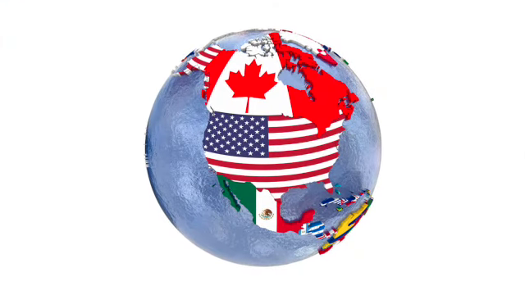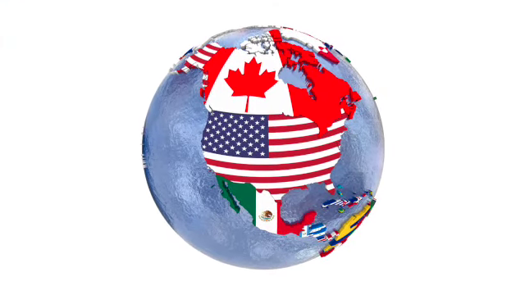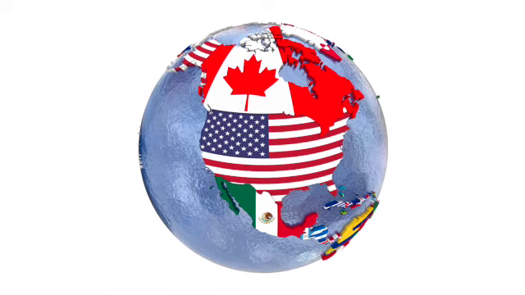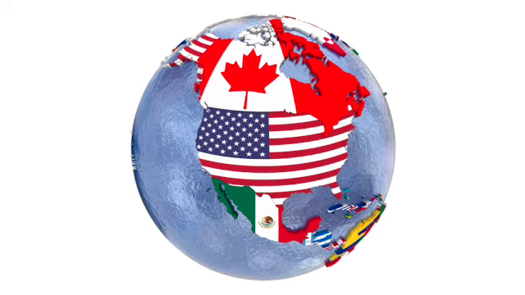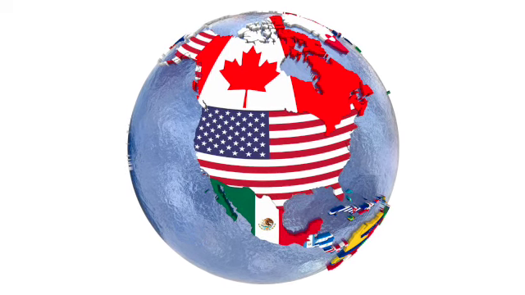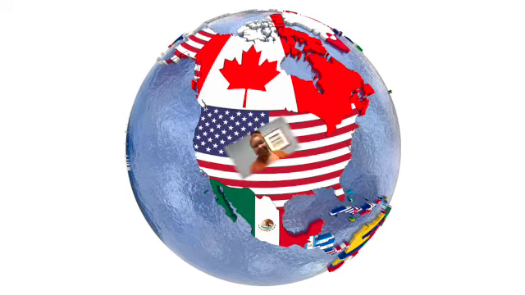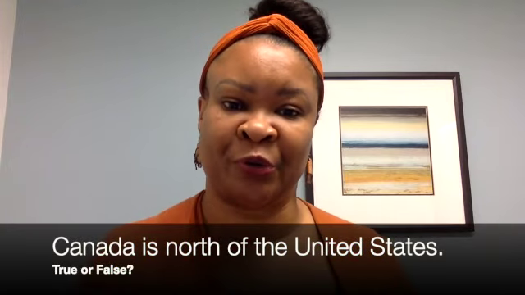Today, we're going to be doing true-false questions based on directions. So before we get started, take a look at this map. In the middle, you see the United States represented by the U.S. flag. Above, you see Canada represented by the maple leaf. And below, you see Mexico represented by the colors of the Mexican flag. And now we'll go into our statements. So remember, true or false.